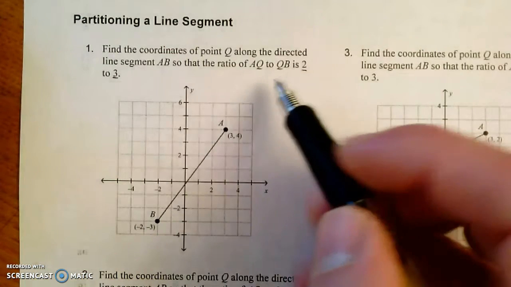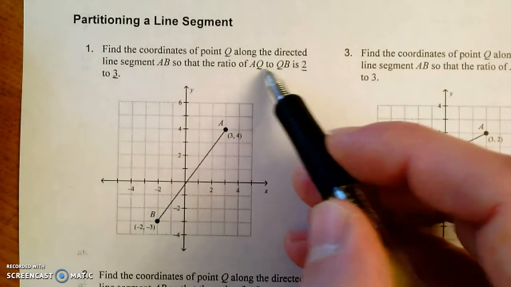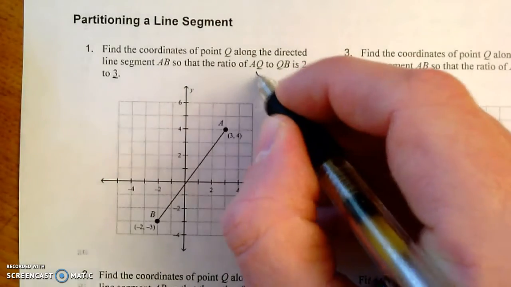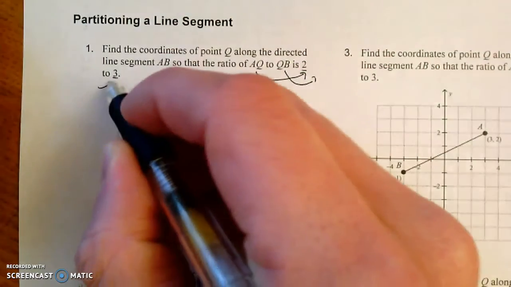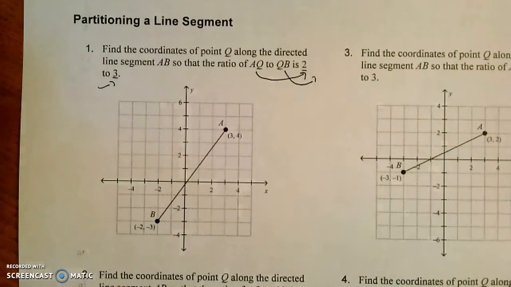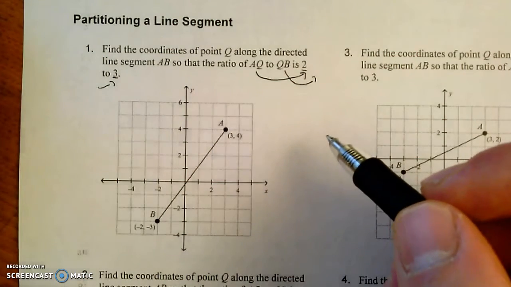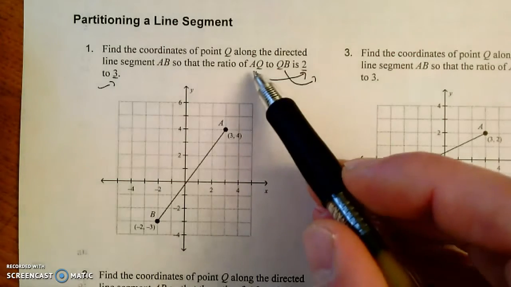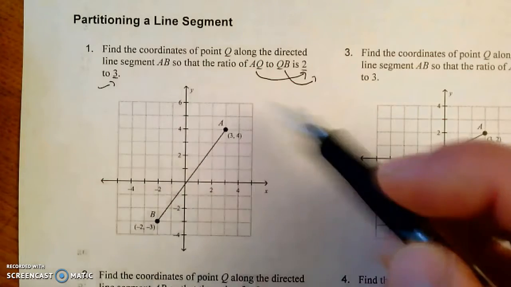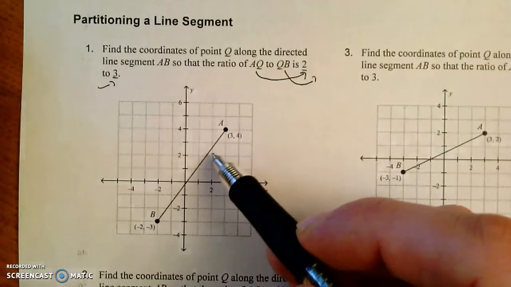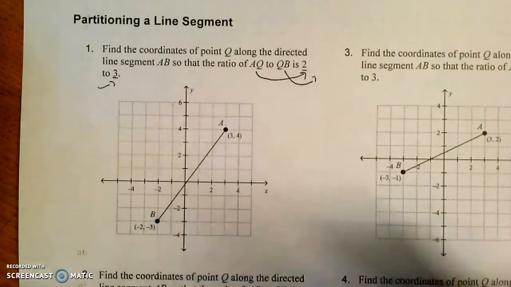Of course, the first thing we look at is which part is which. Notice AQ to QB. Make sure we get the ratio correct. Which side is going to be the larger side, which side is going to be the smaller side. AQ is the 2, QB is the 3. So we know that Q is going to be a little bit closer to A than it is to B.